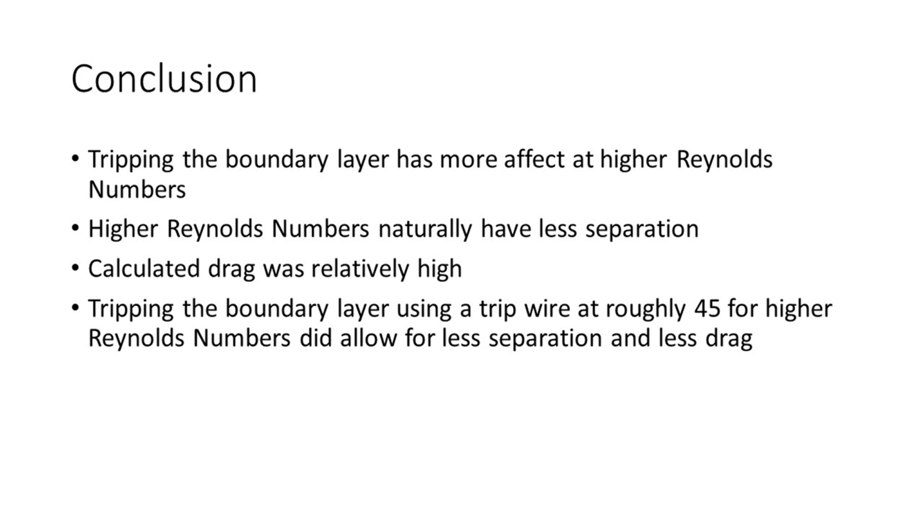Higher Reynolds numbers naturally have less separation, and tripping the boundary layer using a tripwire at roughly 45 degrees from the stagnation point for higher Reynolds numbers did allow for less separation and less drag.